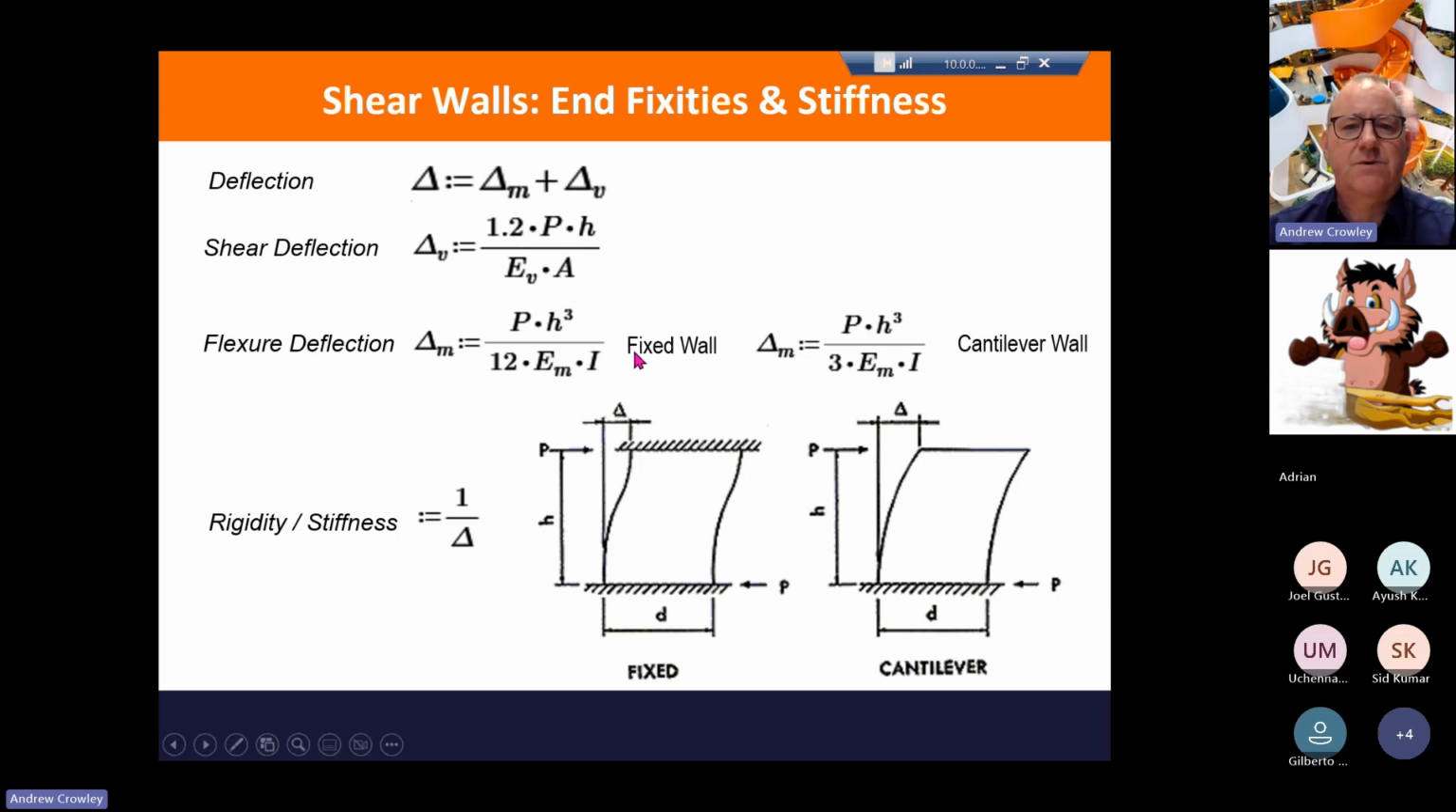So if you've got a fully fixed wall, that's fixed top and bottom, you're dividing it by 12 times the elastic flexural modulus multiplied by the second moment of area for the wall on plan. And if we have a cantilever wall, fixed only at the bottom, then the denominator is 3 rather than 12. So you can have an arrangement which has got a mixture of shear walls. Some will be stiffer than others depending on their end fixities.